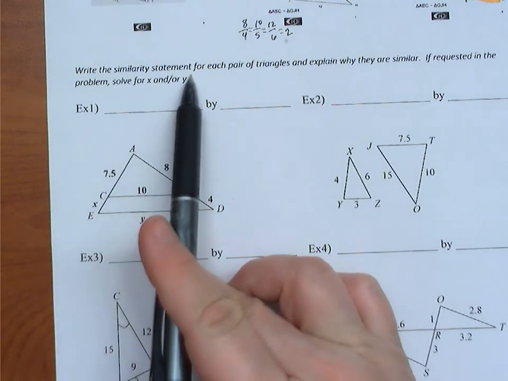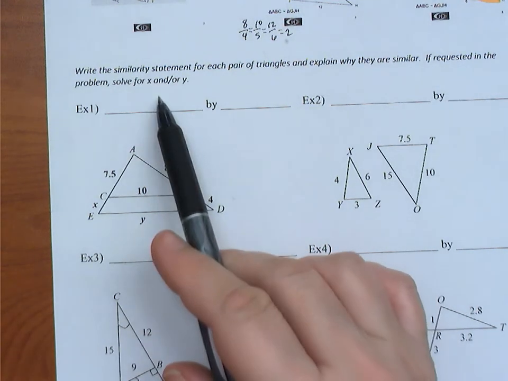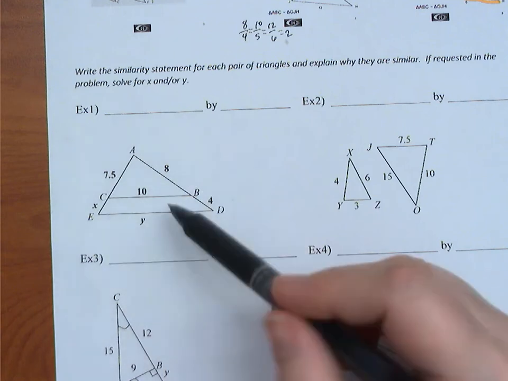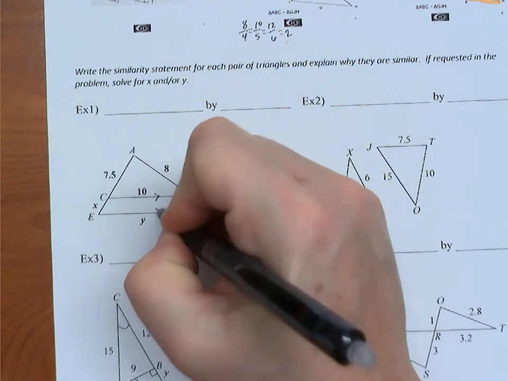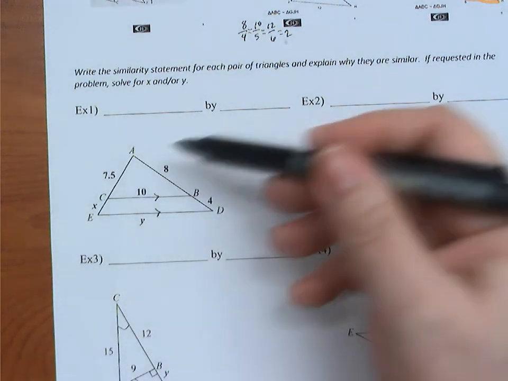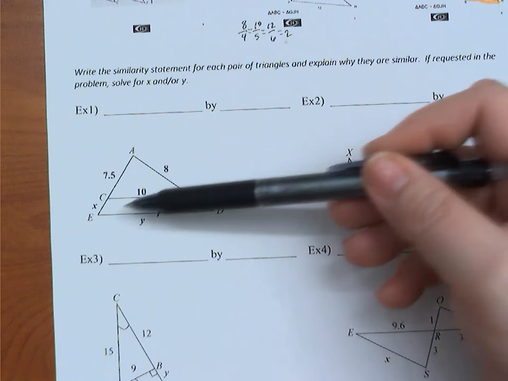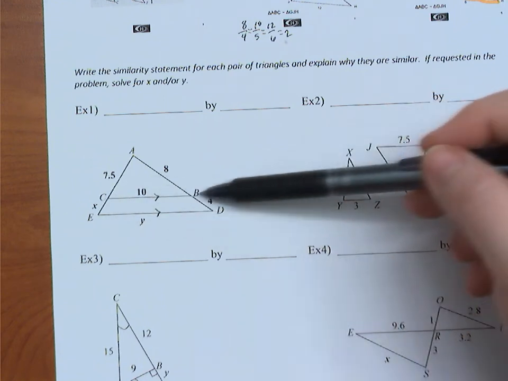So write the similarity statement for each pair of triangles and explain why they are similar if requested in the problem. Solve for X and Y. So starting with this first one, I'm looking at this. Notice that there's a piece of information missing. Those are parallel lines. Because these are parallel lines, I have this cutting across my triangle.